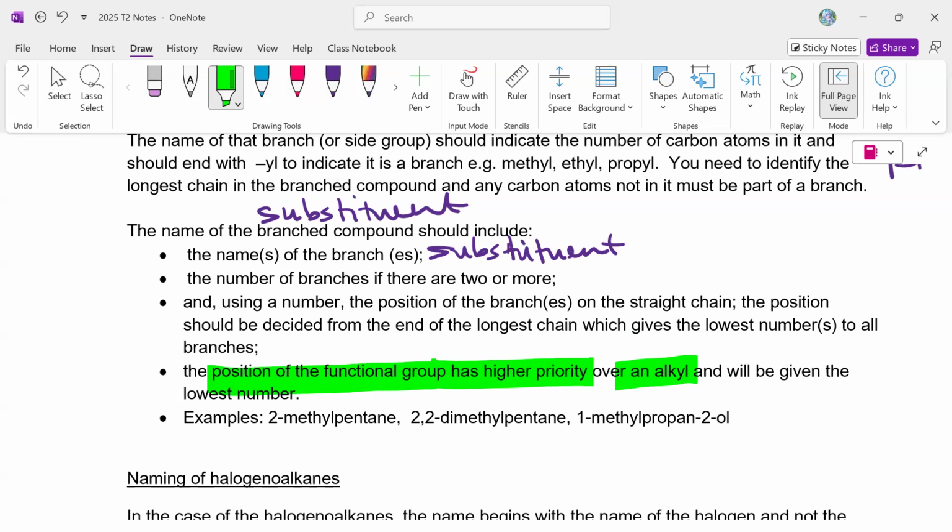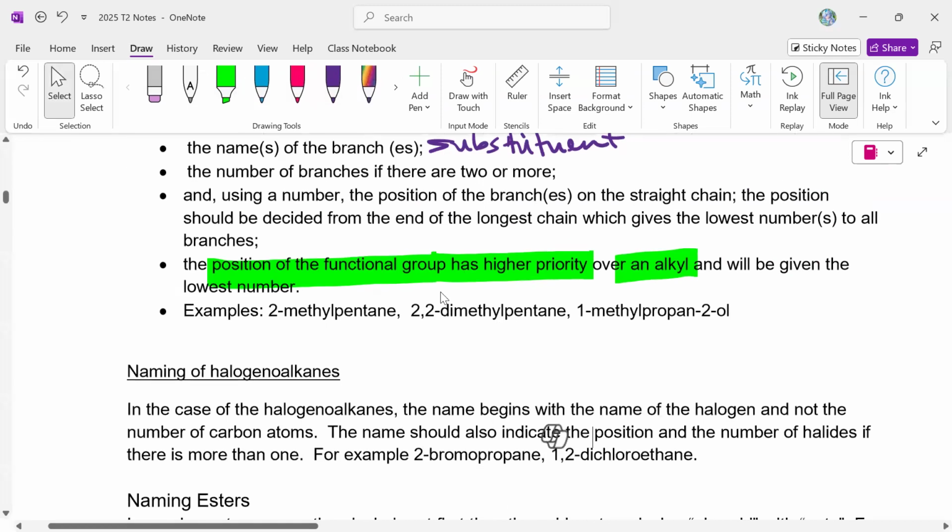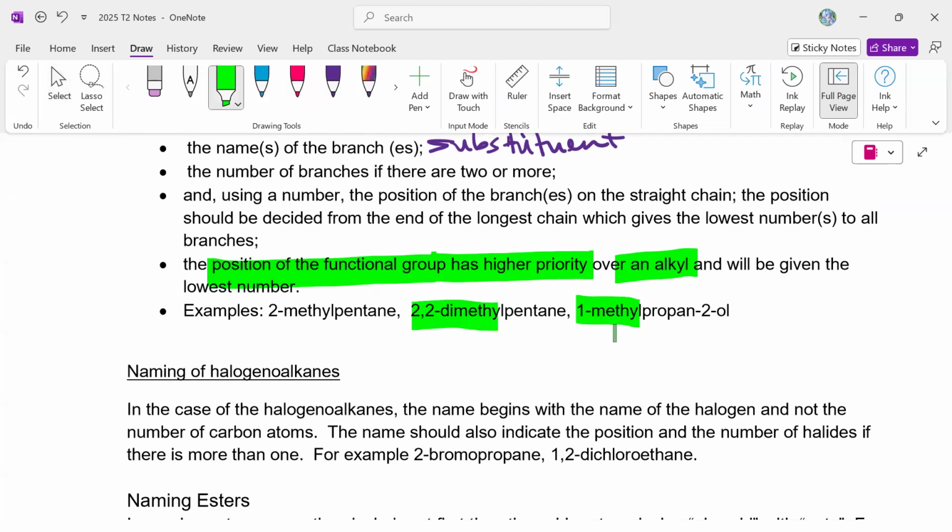But if that's the functional group, okay? So in this case, our substituents in these examples are all alkyl groups. So you can see they are all substituents, all alkyl groups. So definitely, my alcohol will have a higher priority.